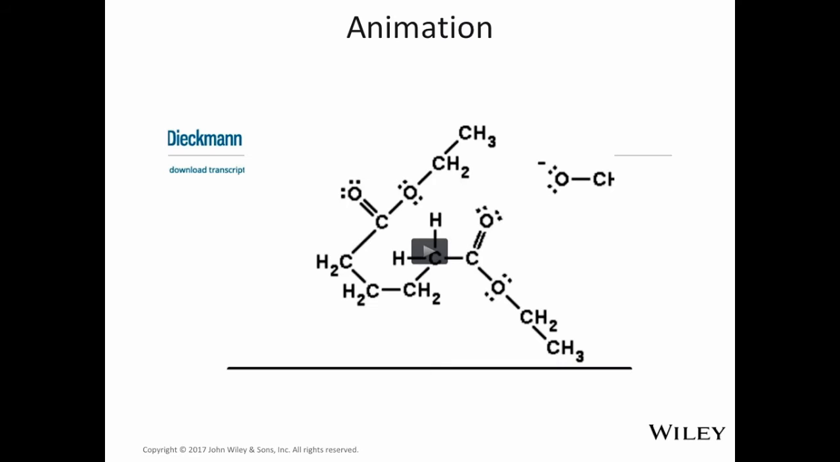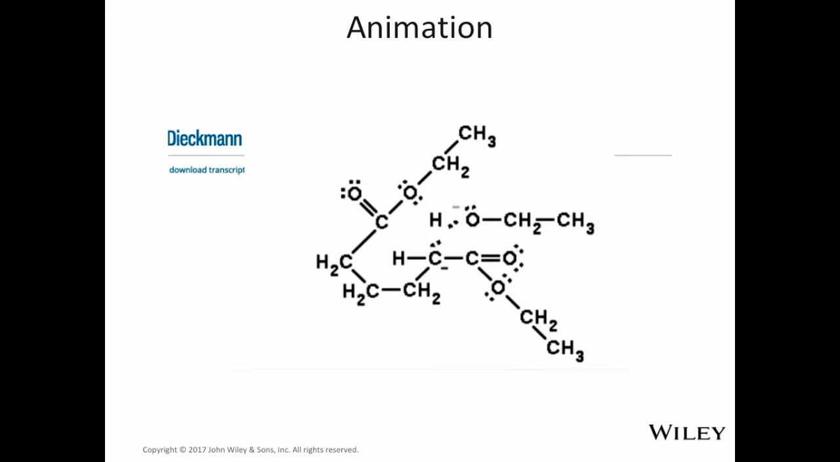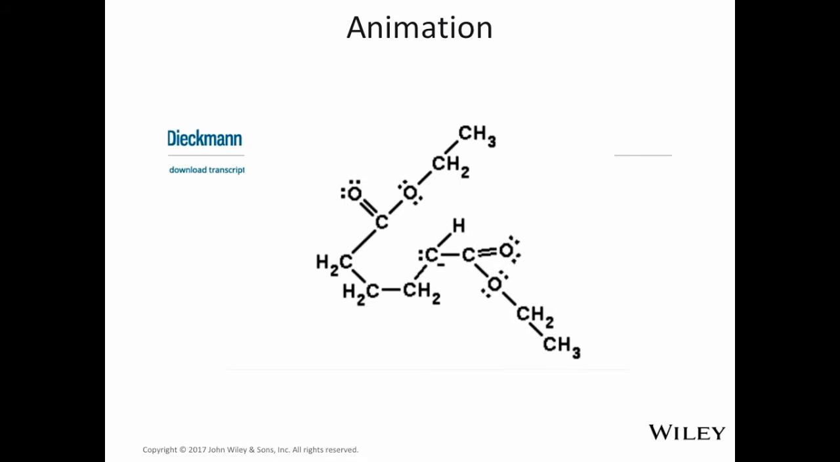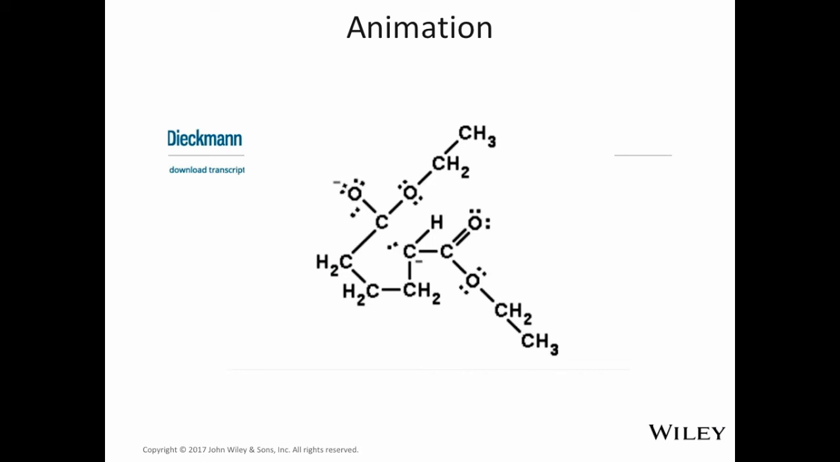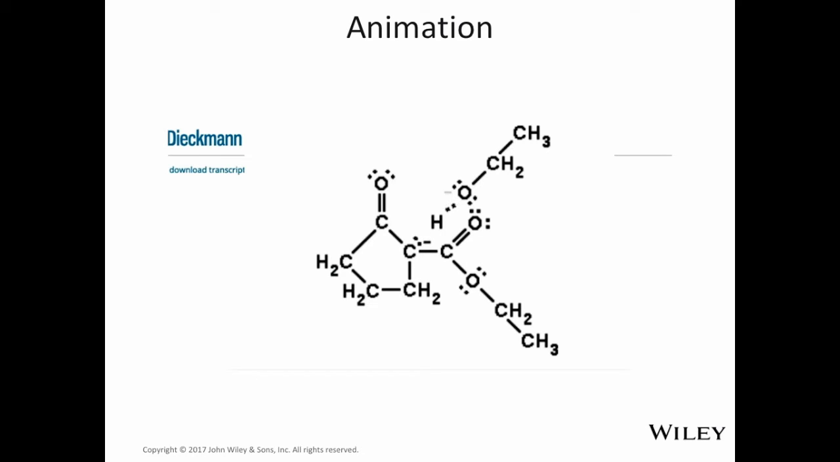Here's an animation of the Dieckmann. So in this example, we're going to deprotonate one of the 2 ester groups, and it attacks the carbonyl of the other ester group. And then the O-ethyl is going to get lost as a leaving group. And then the final step, which is the driving force, is to deprotonate the carbon in between the carbonyl groups.